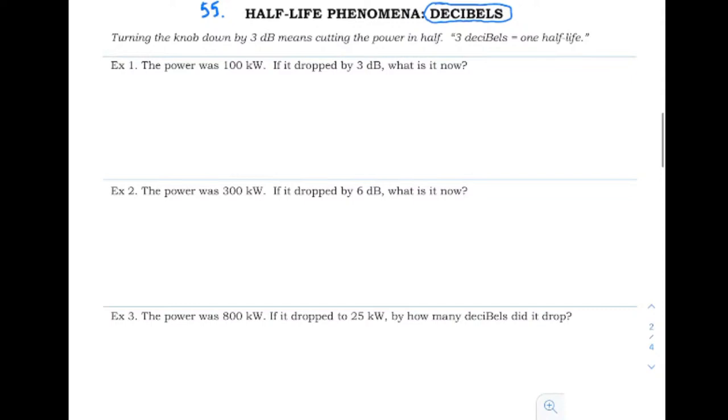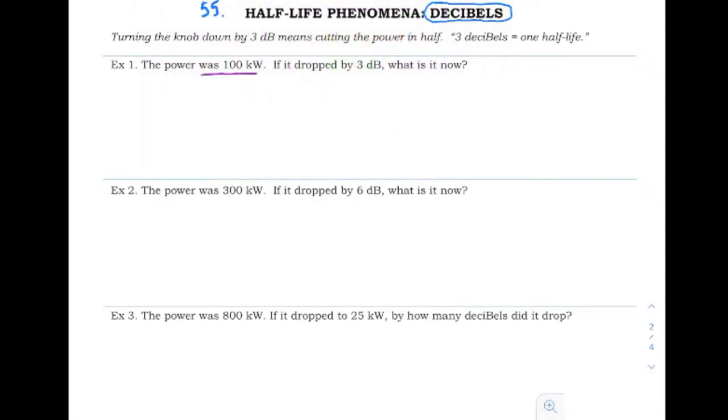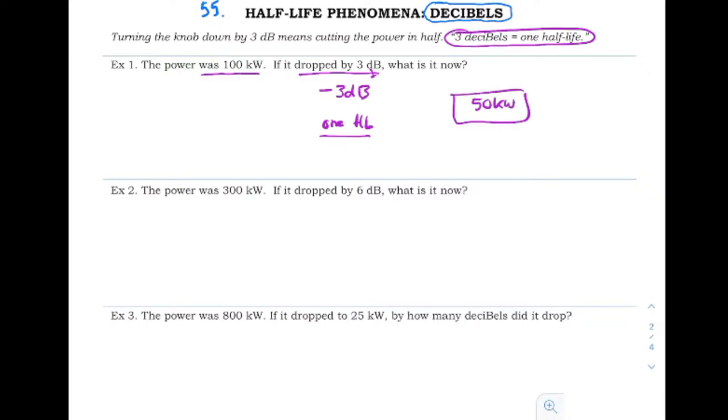So let's look at some specific examples here. These are short examples, but I just want to make sure we drill this in, right? So the power was 100 kilowatts. You might think of this as at one end of the cable or something. So the power was 100, but we turned the dial down by 3 decibels. Well, minus 3 decibels means basically 1 half-life. Going by this phrase here, 3 decibels is a half-life. So since we dropped it by 3 decibels, that means 1 half-life. So if it was 100, it must be 50, because that's 1 half-life. See? That's how it works.